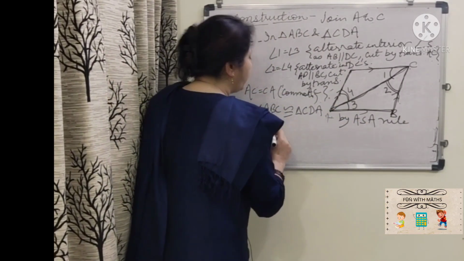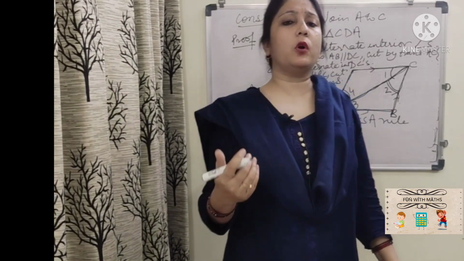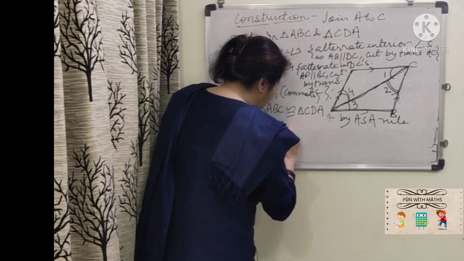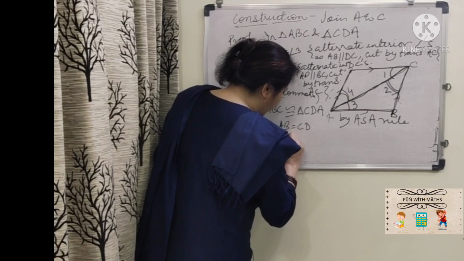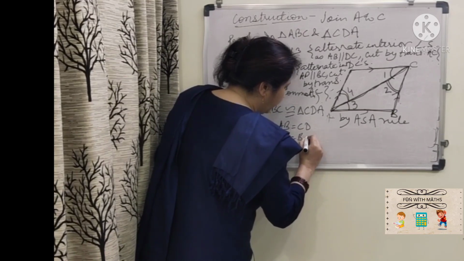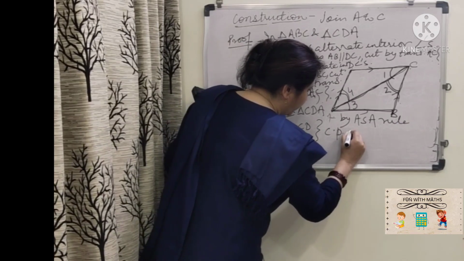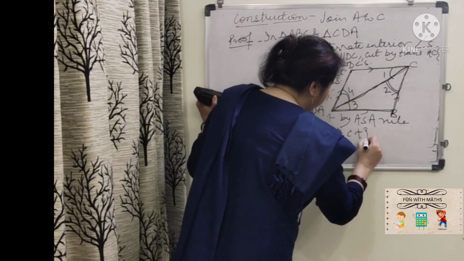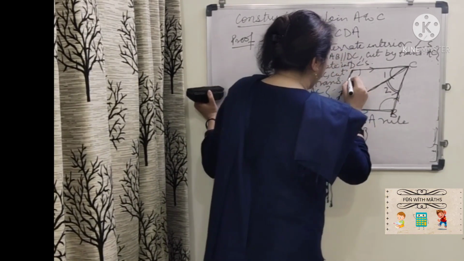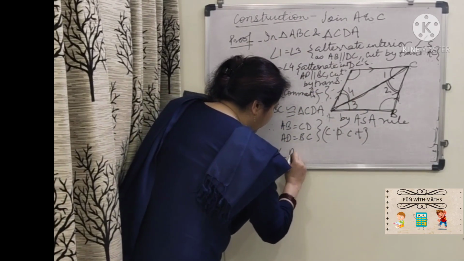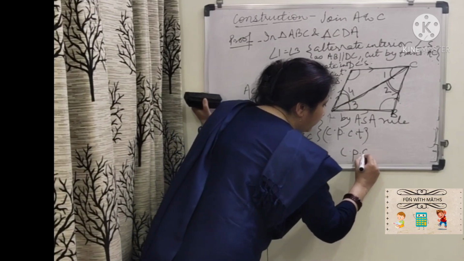And therefore, if two triangles are congruent, the remaining corresponding parts are automatically equal. So AB is equals to CD and AD is equals to BC. This is by CPCT. And opposite angles, angle B is equals to angle D also you have got. Angle B is equals to angle D also by CPCT.